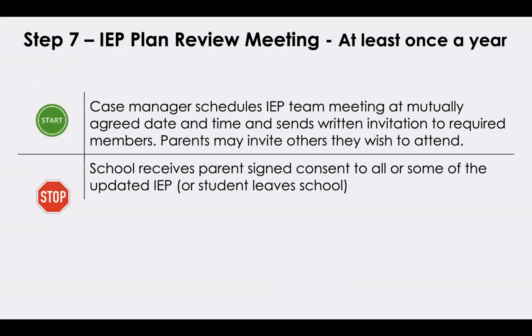Step 7 is the IEP plan review meeting. It happens at least once a year, and it starts with the case manager scheduling the IEP meeting at a mutually agreed upon date and time, and the case manager sends the written invitation to all the required IEP team members. Parents, once again, can invite anyone they wish to attend the meeting with them. It's completed when the school receives the parent's signed consent to all or some of the IEP updates, or if the student leaves the school.